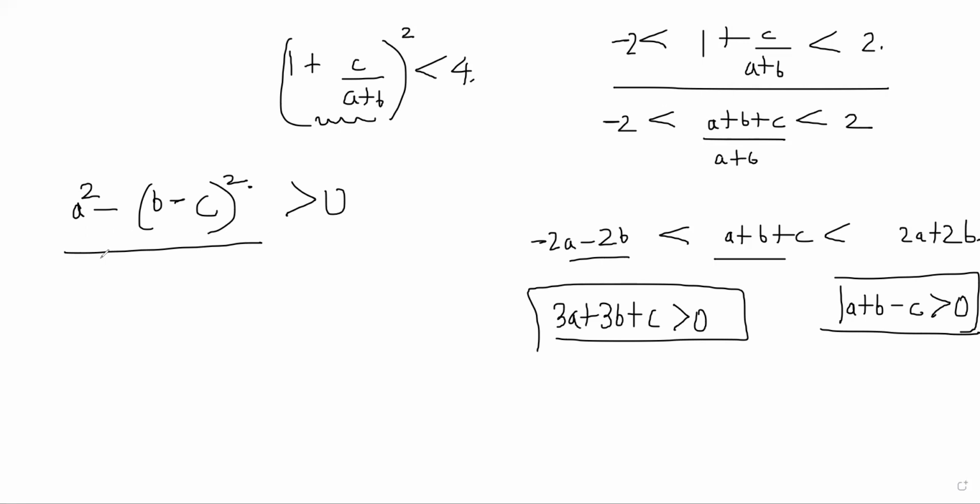Less than 2 root 2. Distance between 1 comma 1 and point of intersection of this and this is less than 2 root 2. Minus a by b is slope here and minus b by a is slope here. Product of the slopes of the line is 1. Okay.